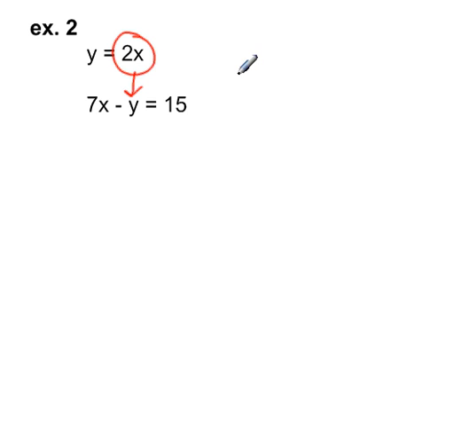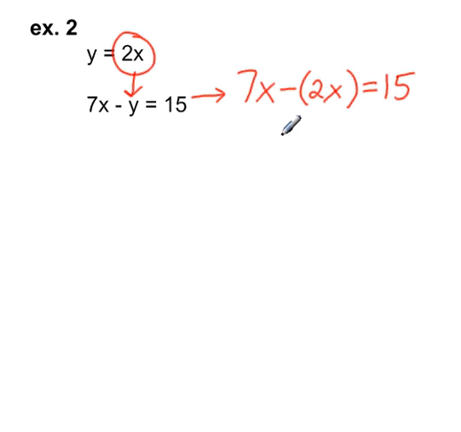So we rewrite our equation. The bottom equation will be 7x minus, and instead of writing y, we're going to plug in our first y's value of 2x and then finish writing that equation. So my second equation has turned into this one with a subbed in value for y.